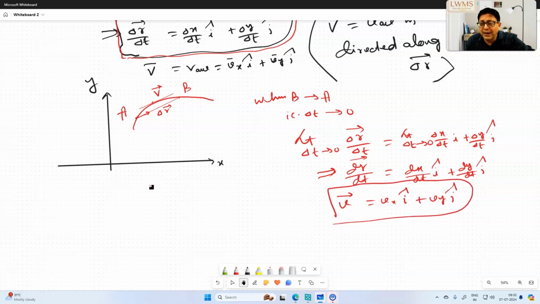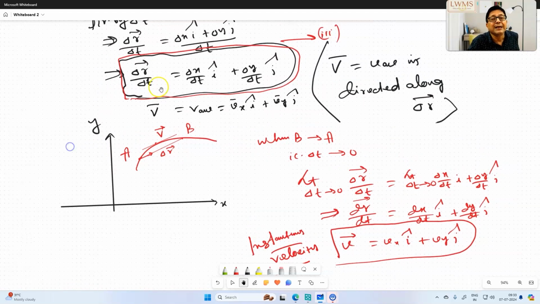Same thing, but this is instantaneous. This will differ as instantaneous velocity. This Vx and Vy are dx by dt and dy by dt. Previously it was delta x by delta t and delta y by delta t. That I called V average. This is V instantaneous.